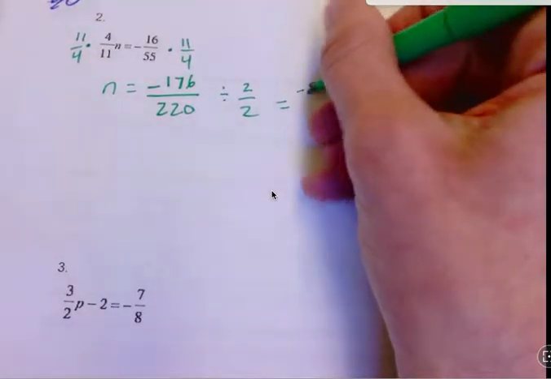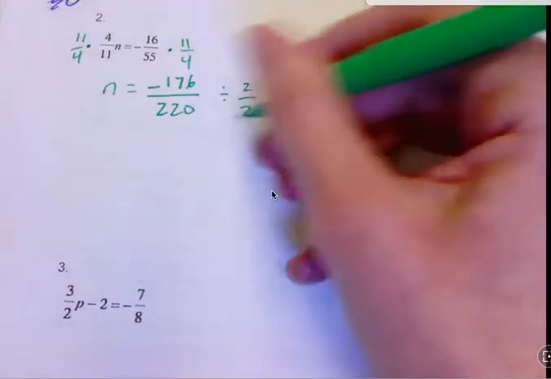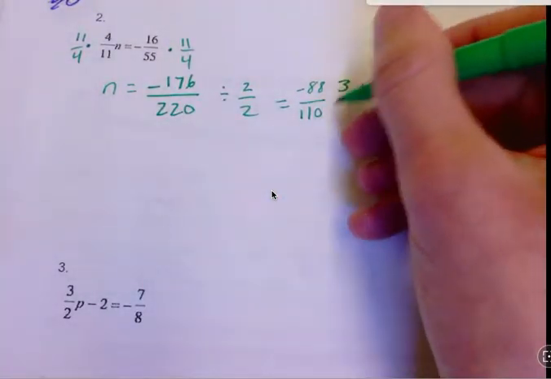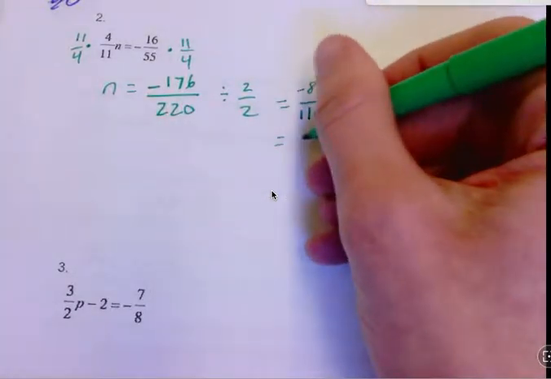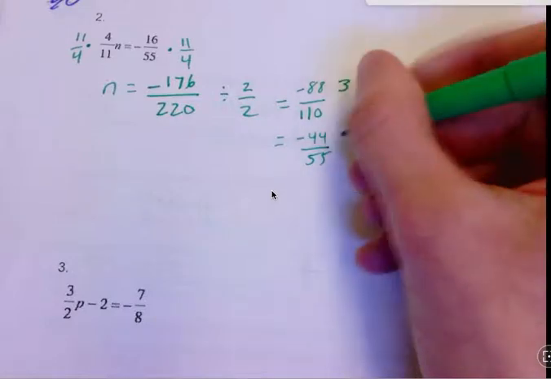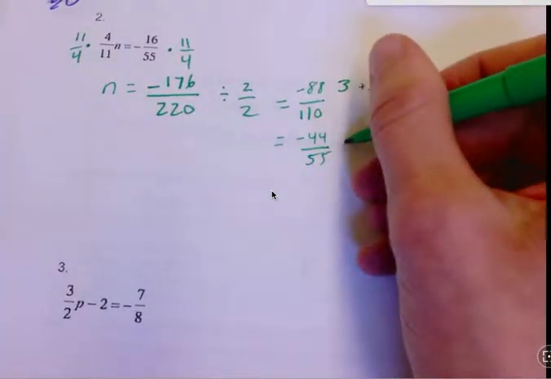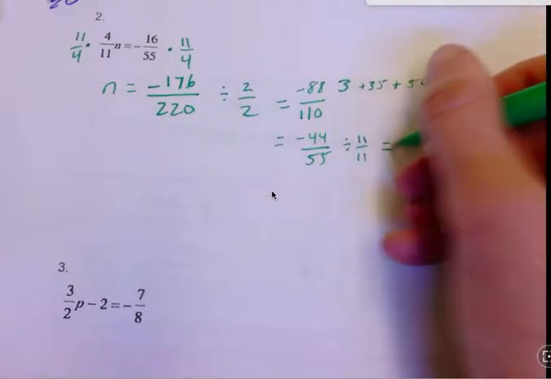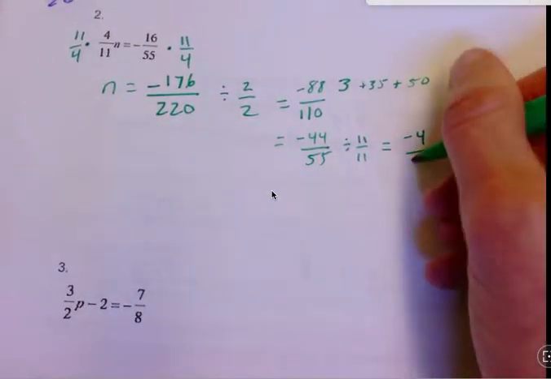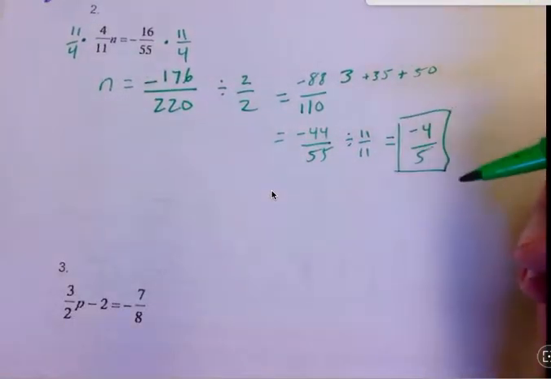So this is going to be negative 88 divided by 110. 220 divided by 2 is 110. I can divide by 2 again, so I can get negative 44 divided by 55. Oh, and this makes it more clear that we've got some 11s here, so I can divide by 11, and n equals negative 4 divided by 5. And negative 4/5 is as low as I'm going to go.